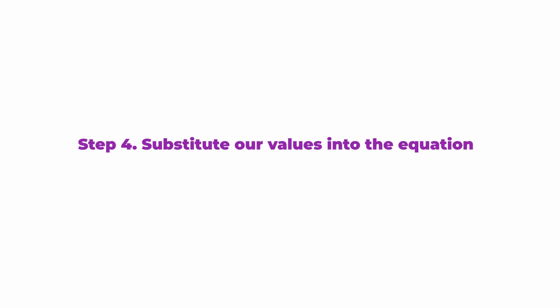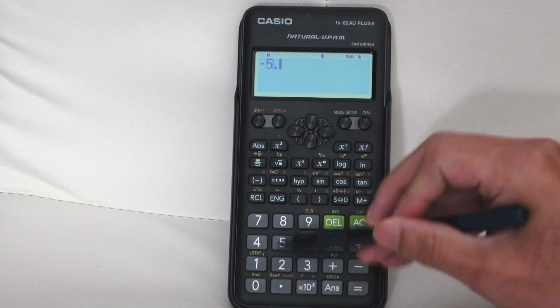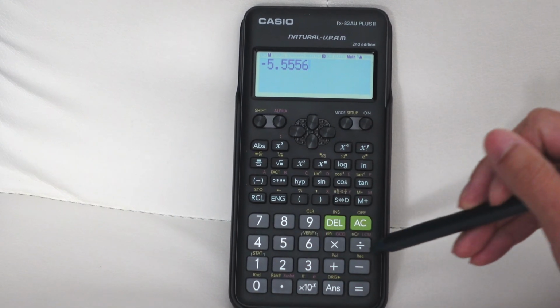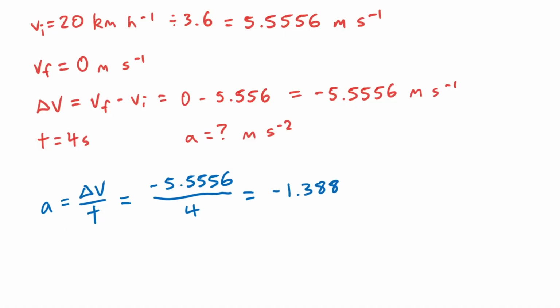Step 4. Substitute our values into the equation. A equals negative 5.5556 over 4. Let's plug that into the calculator. Negative 5.5556 divided by 4. That gives us an answer of negative 1.3888. If we round that to 2 significant figures, then our answer is negative 1.4.